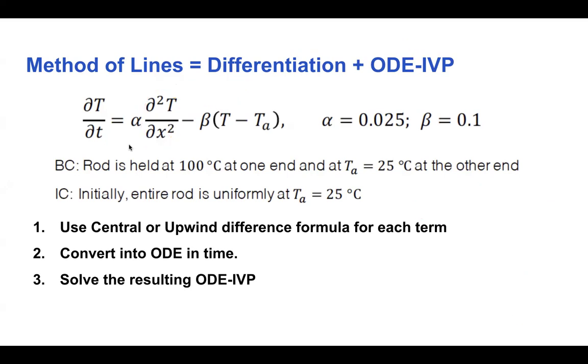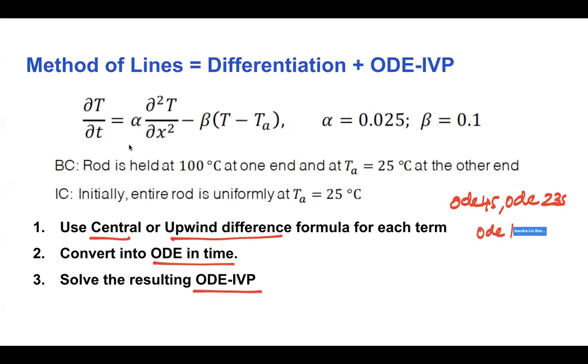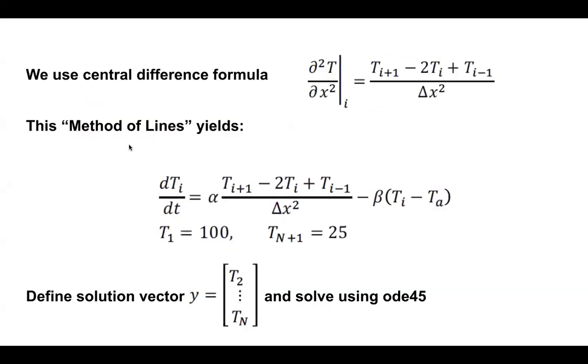Okay. So here what we use is we use central differencing or backward differencing formula for each term, convert the whole thing into a set of ODEs, and using that set of ODEs, we solve them using your ODE IVP solvers such as ODE45, ODE23s, ODE15s, and so on. So let's look into that.